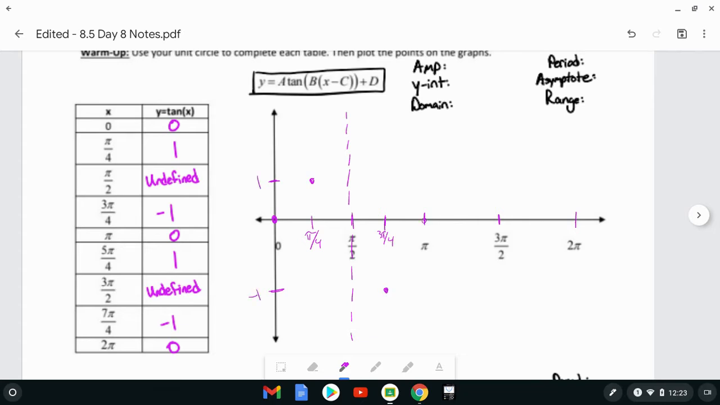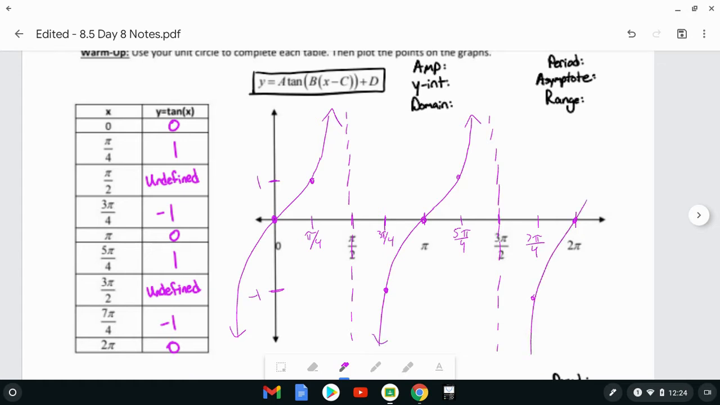And then at pi, it's back at 0, and then at 5 pi over 4, we see it's back at 1, and then again an undefined asymptote. So you can see here as we're filling this out, there's a pattern where we have asymptotes, and it is increasing from left to right within those asymptotes. So the general graph of a tangent function looks like this, where there are asymptotes and it is increasing from left to right inside those asymptotes.